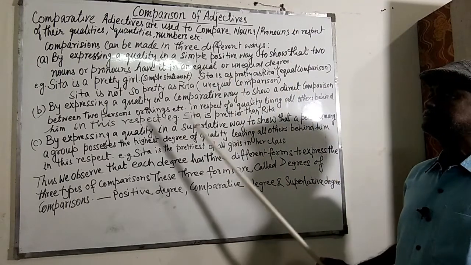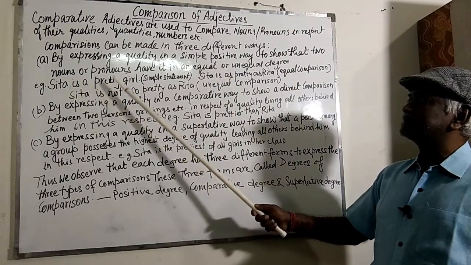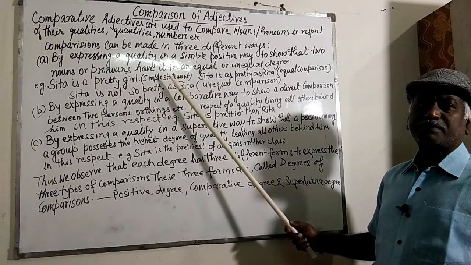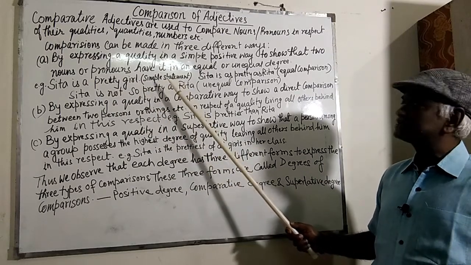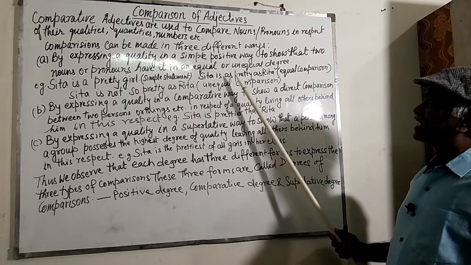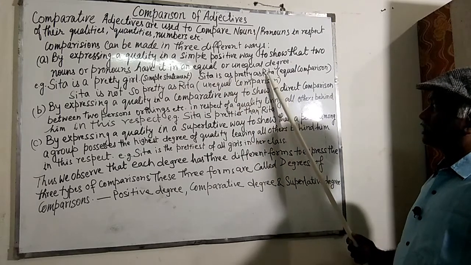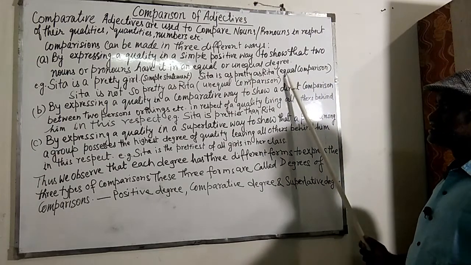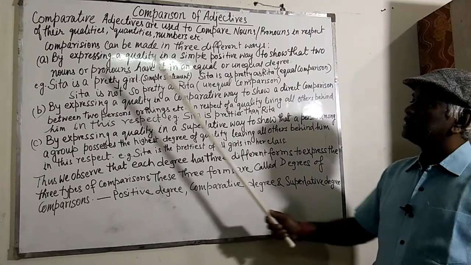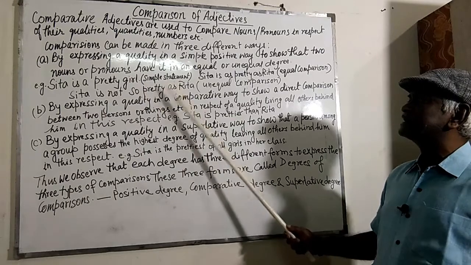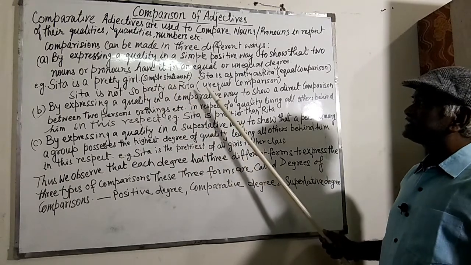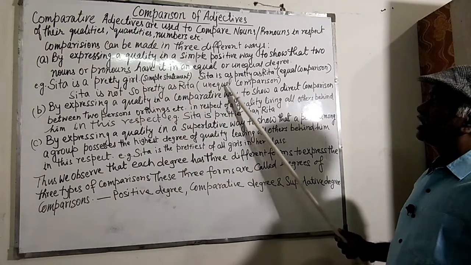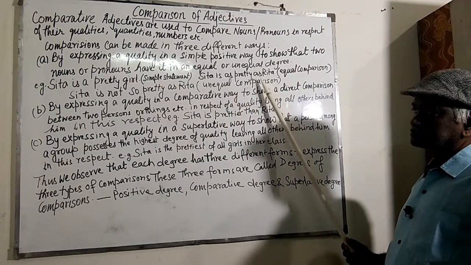For example, Sita is a pretty girl. It's a simple statement. Sita is as pretty as Rita. Here we are having equal comparison. But Sita is not so pretty as Rita. That means here we are using unequal comparison.